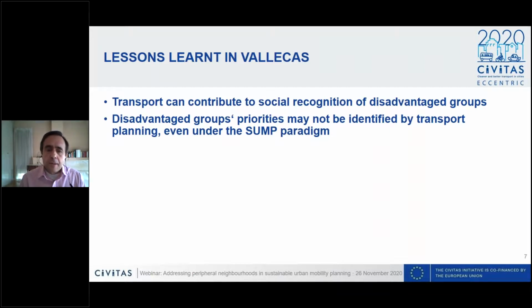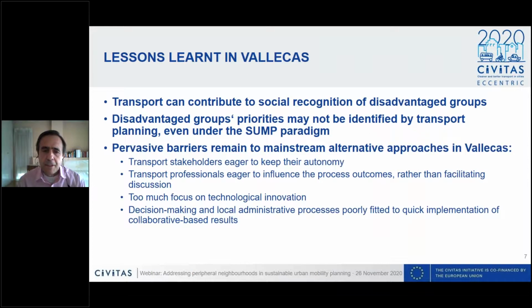So that means it was like a call of attention about, well, you need to revise what you are doing in that planning you are doing, because you need to really put those people at the center and not just to communicate the very good ideas you have in terms of sustainability as a technician. And we also identify some pervasive barriers that make it difficult to mainstream alternative approaches in Vallecas and I dare say in any neighborhood of these characteristics.